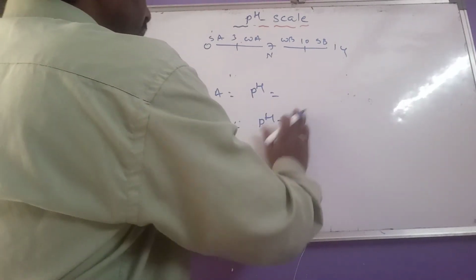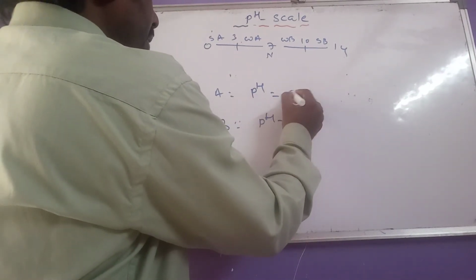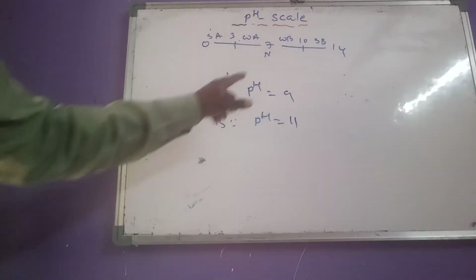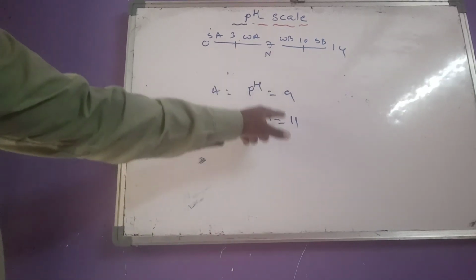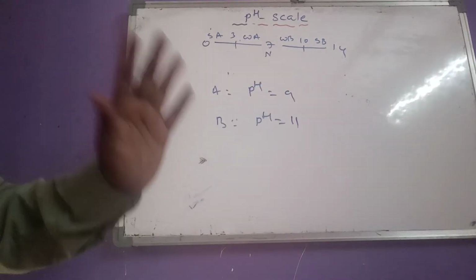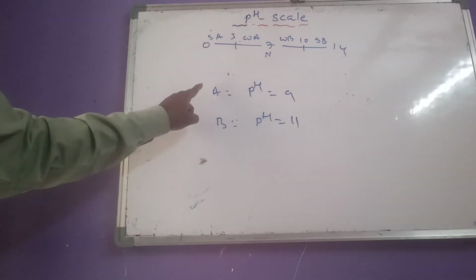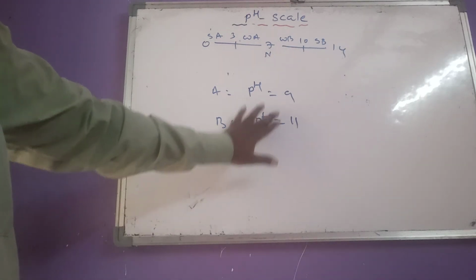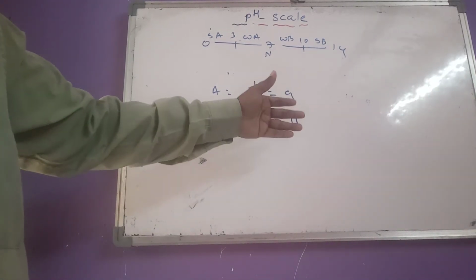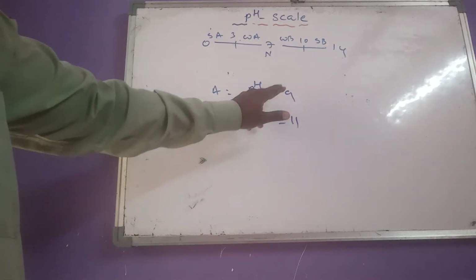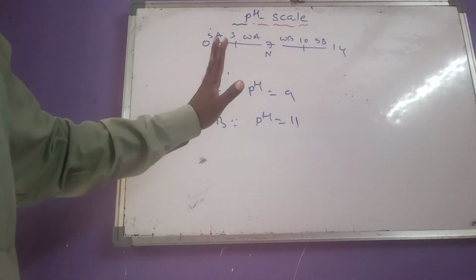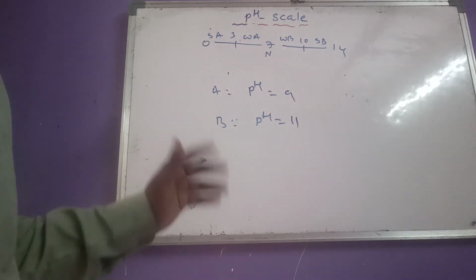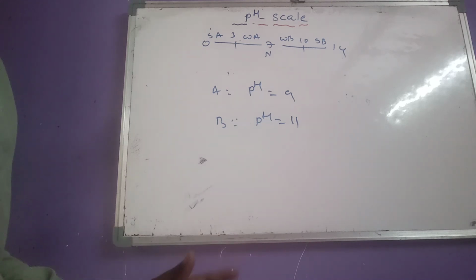And in case of bases, for example, A base pH is 9, B base pH is 11. Now we are in the base category, so from 9 to 11 what happens? Basic strength increases. So base B is stronger than base A. But how many times here? Base B has a 2 units difference, so we have to tell it as 100 times. So base B is 100 times stronger than base A. Like that we have to give the answers. Okay, this is regarding the pH scale. In our next video, let us discuss buffer solutions.